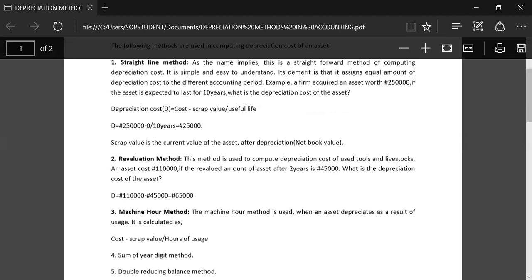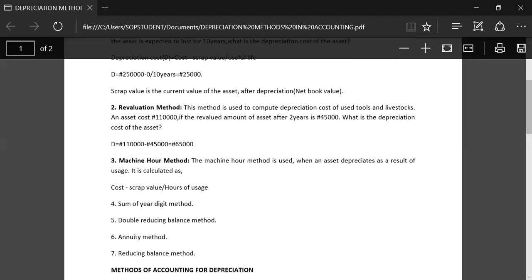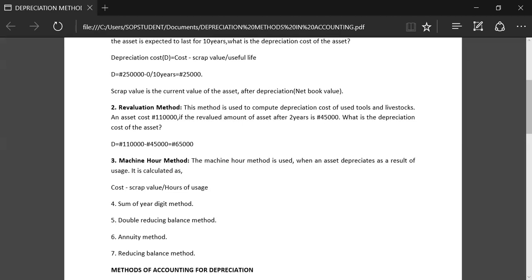Then we have the revaluation method. The revaluation method is used to compute depreciation cost of used tools and livestock. For example, an asset costs 110,000. If it's revalued after 2 years at 45,000 naira, then the depreciation cost will be what? The revalued amount is subtracted from the cost of the asset to derive the depreciation cost.